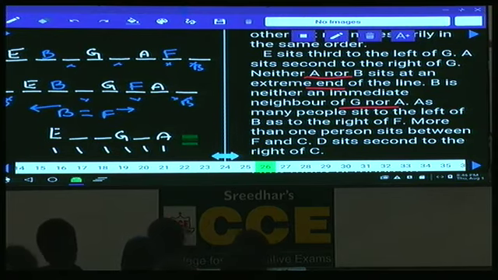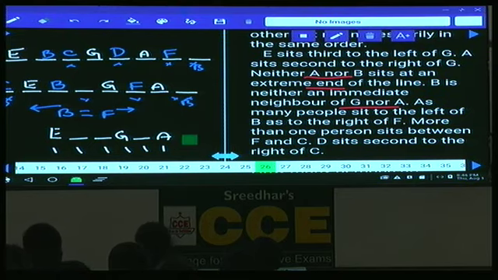More than 1 person between F and C, C is here. More than 1 person means either 2, 3 and so on. D sits second to the right of C.